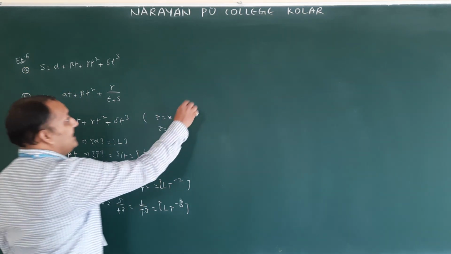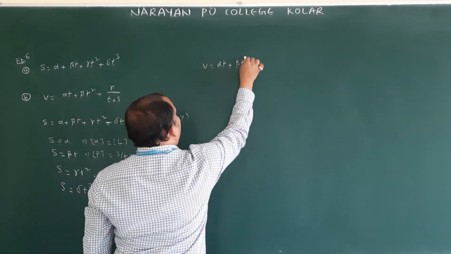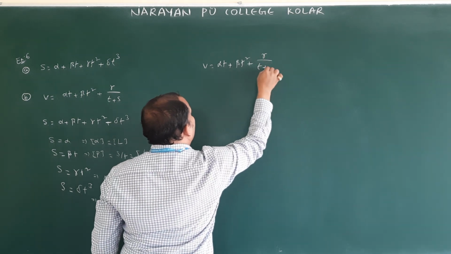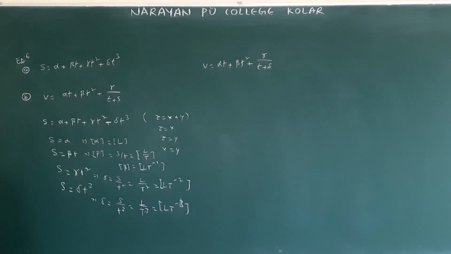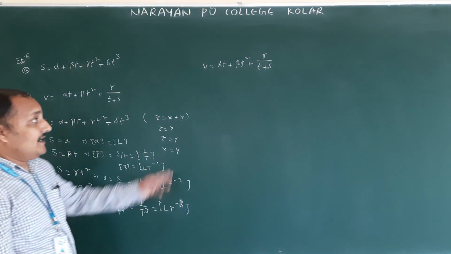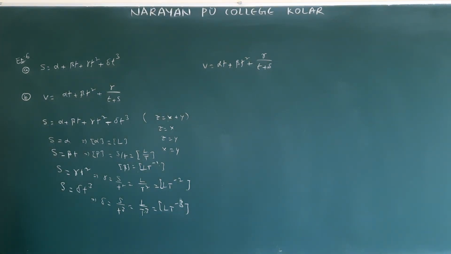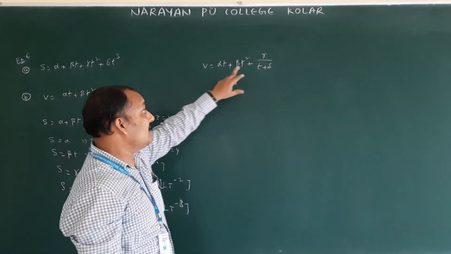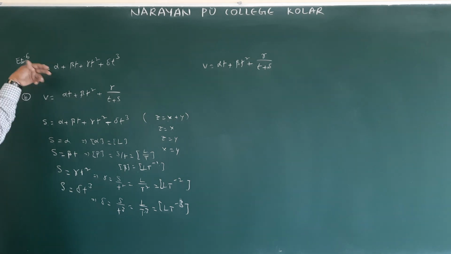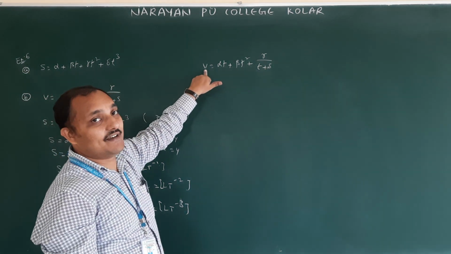Now part B. B means velocity: V = alpha T plus beta T square plus gamma by T plus S. In this they gave V as velocity. Velocity of the particle is given. In this equation, V is velocity, and you should not take this S as displacement from before. That problem is different. In the above equation S is displacement; in this equation only V is velocity.